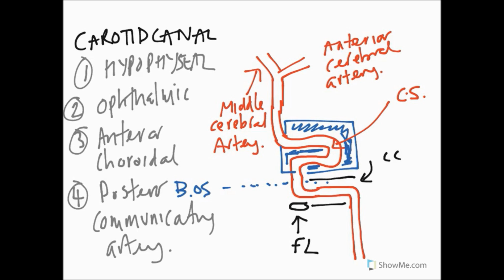Okay, so there's a quick anatomical description of the course of the internal carotid artery and the 4 key branches. There are others, but there are 4 key pre-terminal branches that I think you should remember.